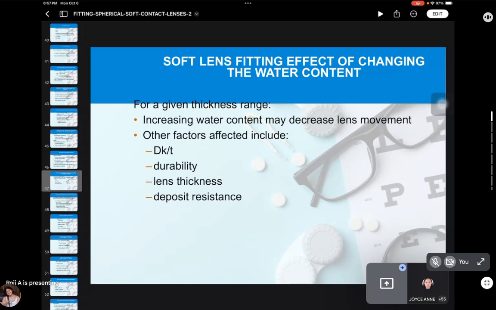Now, soft lens fitting affects the changing of water content. As I've said, the greater the water content, the more permeable it will be. But then again, it will be softer, of course, the more water, right? So when it comes to durability, I believe the lesser the water content, the more durable it will be. Lens thickness is thicker for high water content. Deposit resistant, unfortunately, it will be more deposit resistant if it's low over high.